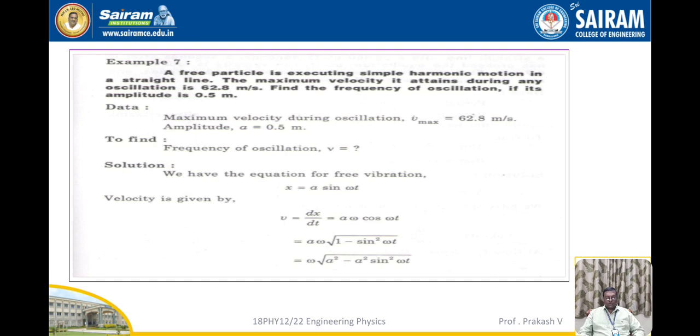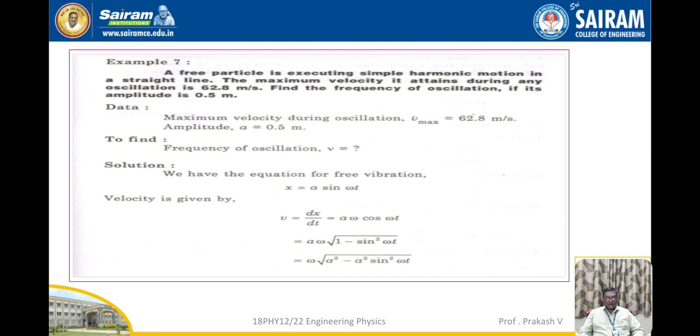If you look at the solution part, we have the equation for free vibration, that is x is equal to a sin omega t. So velocity is given by v is equal to dx by dt, that is equal to a omega cos omega t, that is equal to a omega into square root of 1 minus sin square omega t. So that is equal to omega into square root of a square minus a square sin square omega t. Here we are substituting the value, and finally the value of v will be equal to omega into square root of a square minus x square.